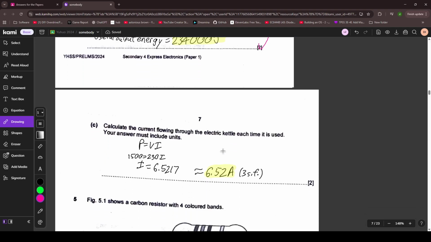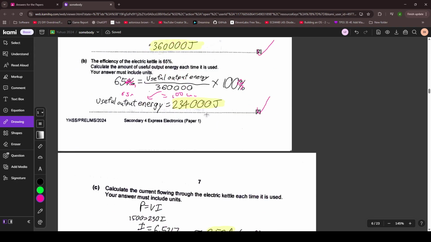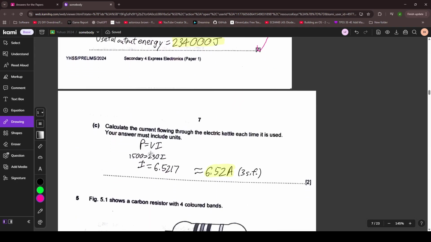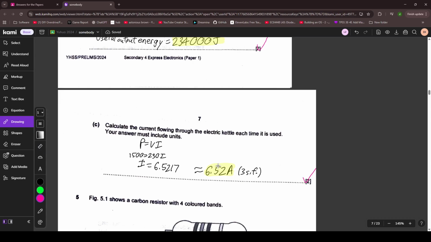Calculate the current flowing through the electric kettle. So we know the power, we know the voltage, because 230, and then we know that P is VI. So again, just plugging in the values. 6.52, yeah, okay, nice.